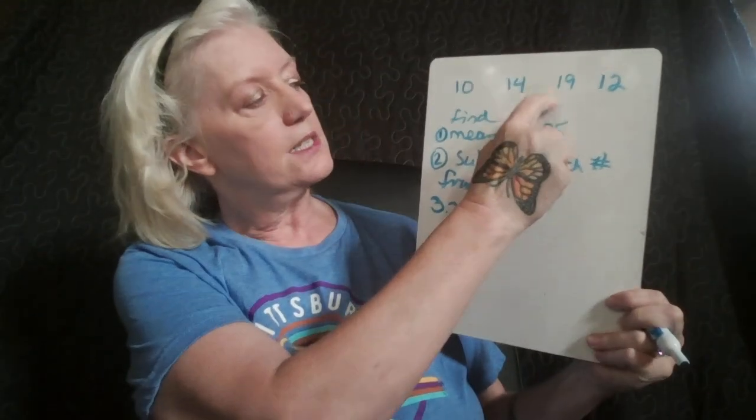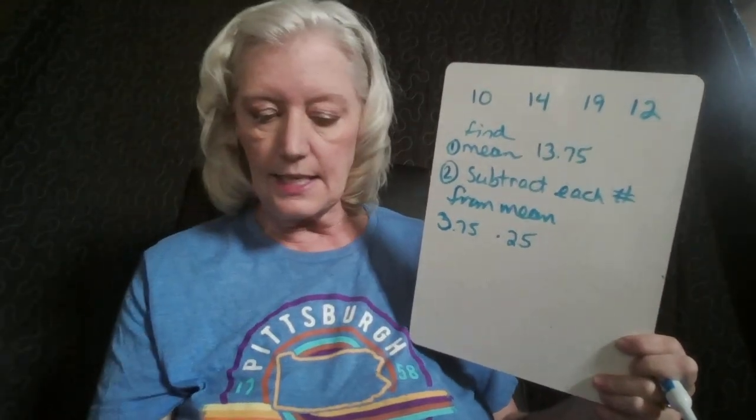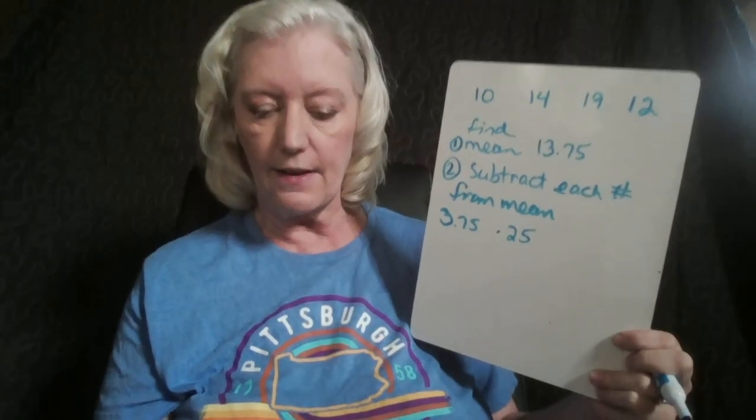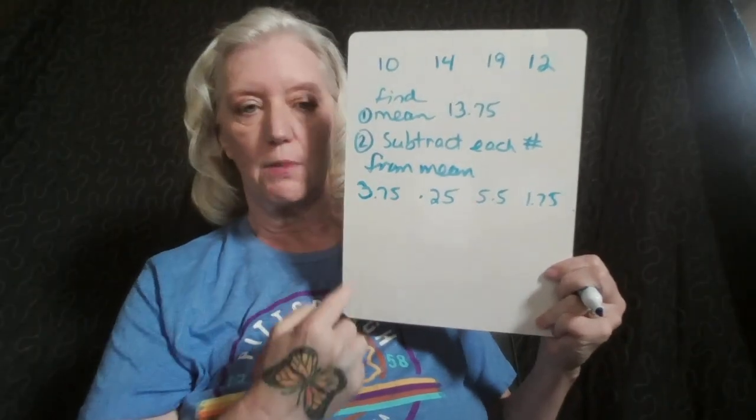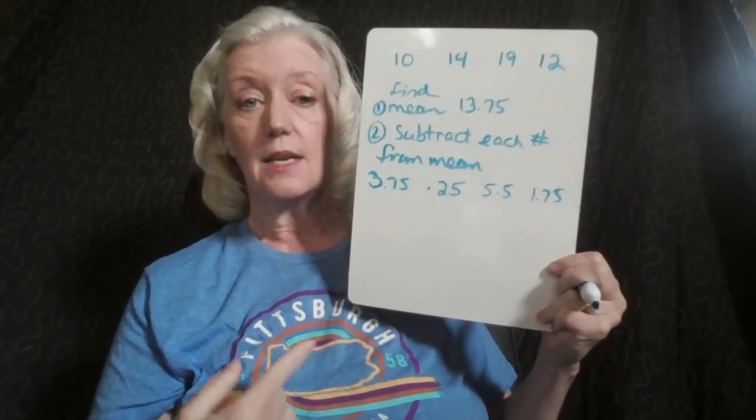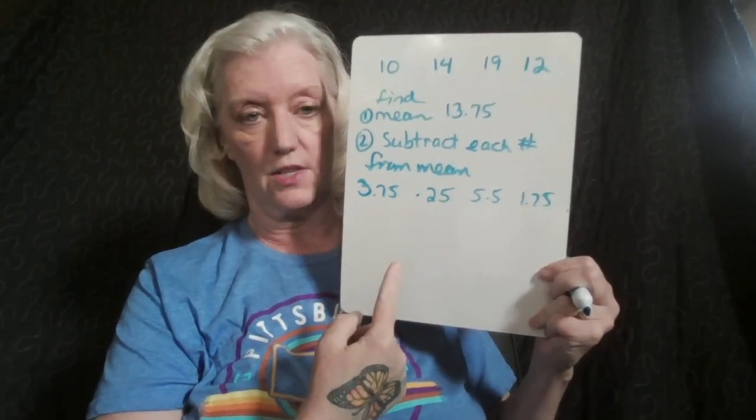Again, I'm going to subtract it so that my answer is positive. I'm going to go 19 minus 13.75, which is 5.5. And then 13.75 minus 12, again, do it so it's positive. I have 1.75. Okay, that is subtracting each number from the mean. Step 3, now we have to square all of these numbers, okay? Square all of these numbers.